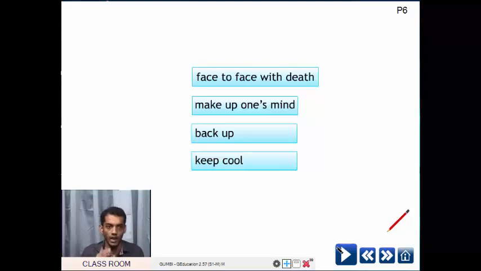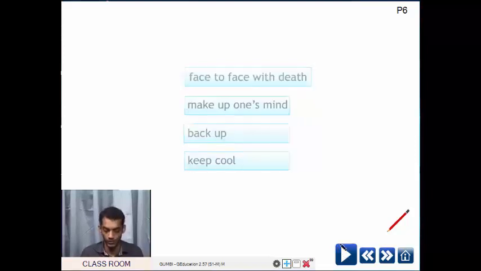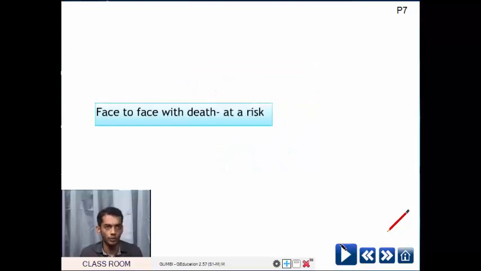Second one, he made up his mind to save the life of the girl. Back up. A truck driver backed him up. He kept his cool during crisis. Now let's find the meaning of these words. Face to face with death means at a risk. Let me give one example. He was face to face with death when he got lost in the forest.